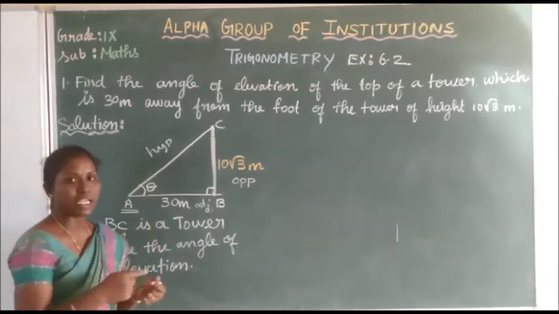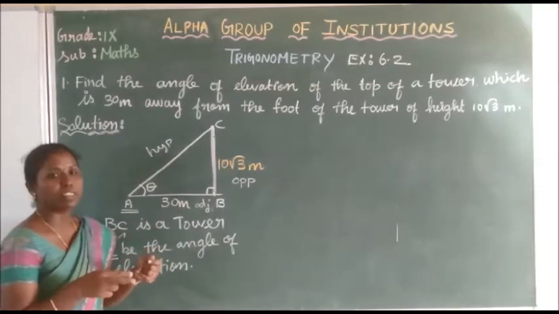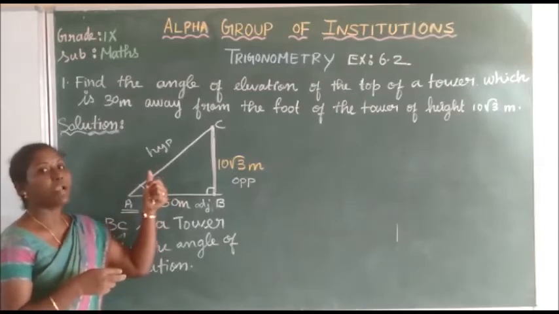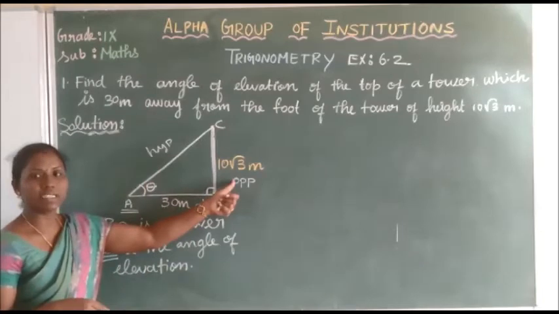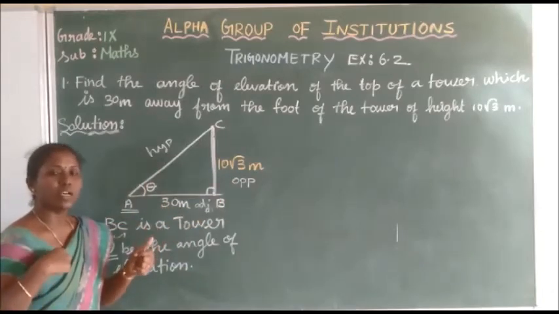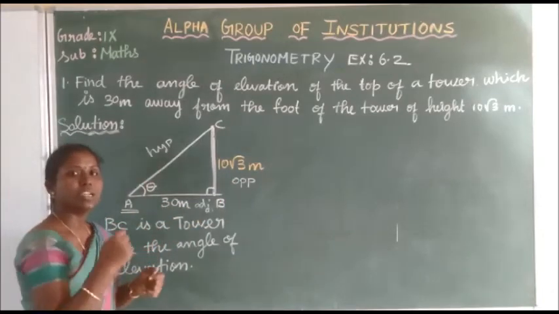Why ma'am we should not take sine and cos? If sine and cos, I need to know the hypotenuse value. But the hypotenuse value is not given in this question. Only the opposite side and the adjacent side are there. So the suitable ratio here you have to use is tan theta.